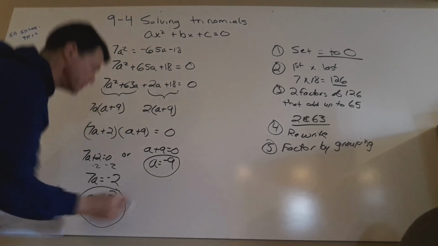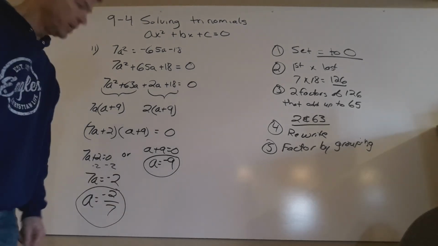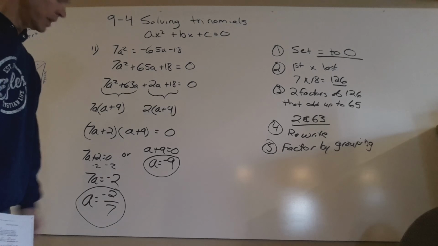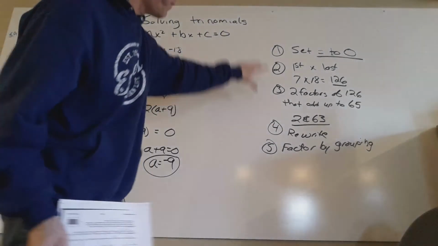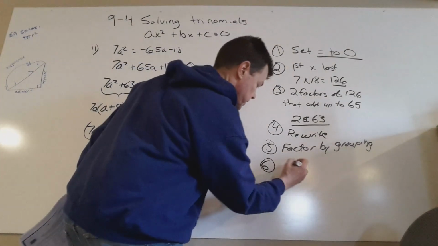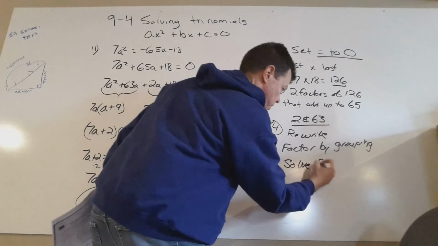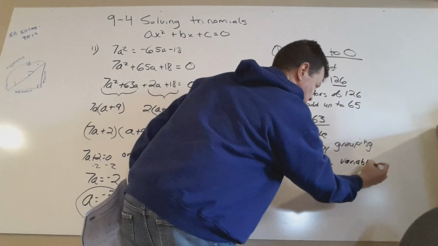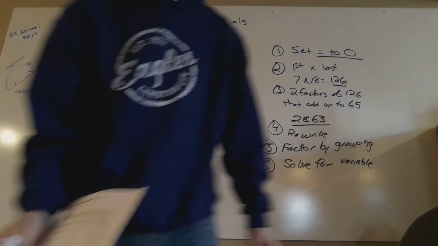There you have it. Cool stuff. We're right in the heart of algebra. a equals negative 2/7 or a equals negative 9. A lot of things going on, but follow these steps. Solve for the variable. You will have no problem following these steps, I guarantee it.